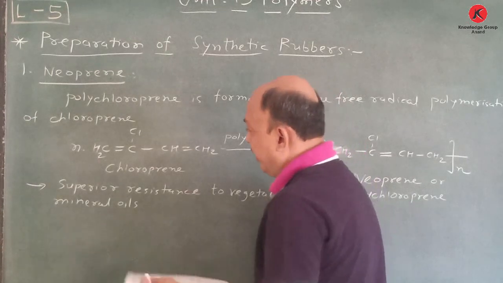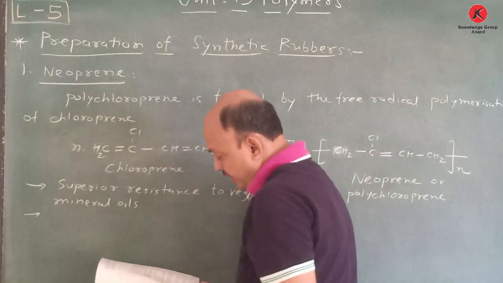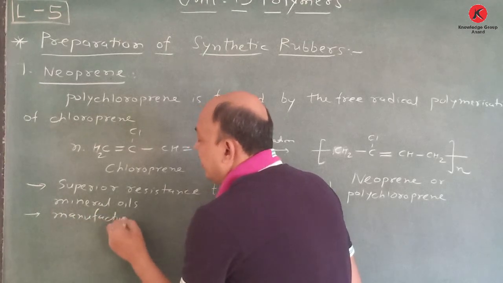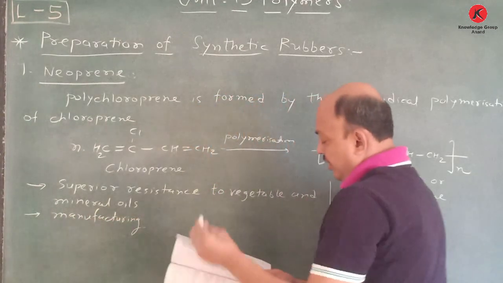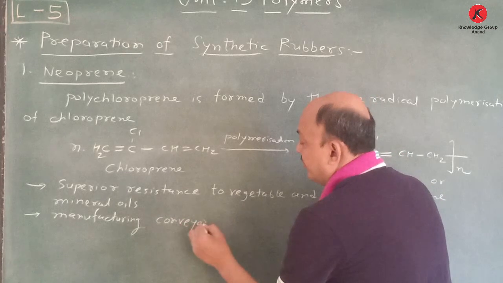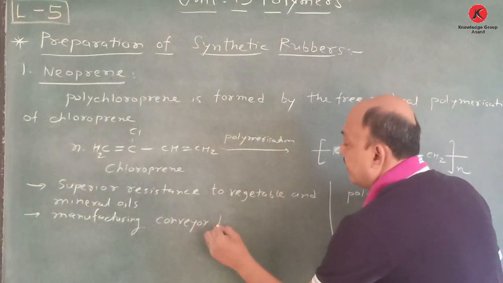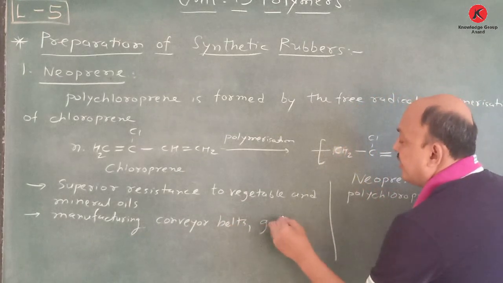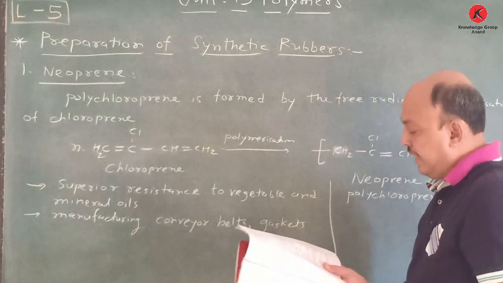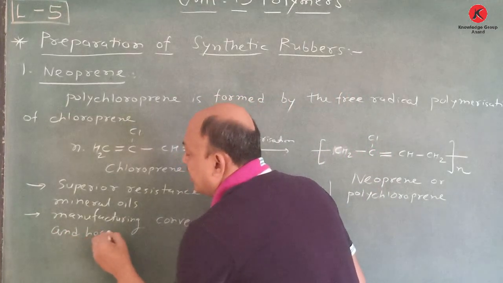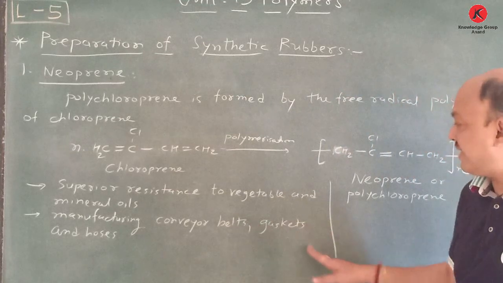Minerals. It is used for manufacturing conveyor belts, gaskets, and hoses. Different types of materials, gaskets and hoses. So this is all about neoprene.